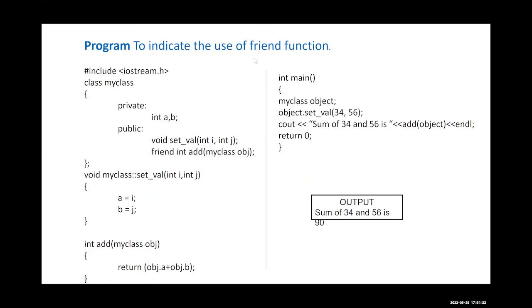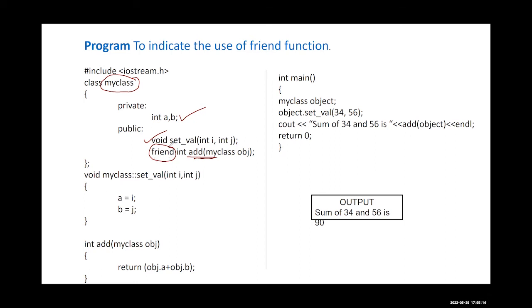One more example program here. So let us go through this. So here I have a class called MyClass. The private data are int a and b. Public is void setval. Now this particular function is my member function, and this one is not a member function. That is why it is declared as a friend. So this is my friend function here, and see the difference.